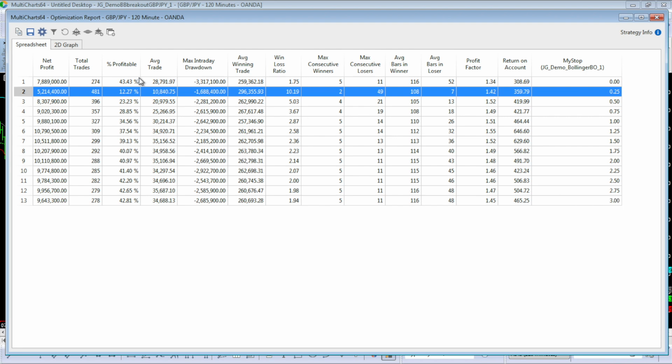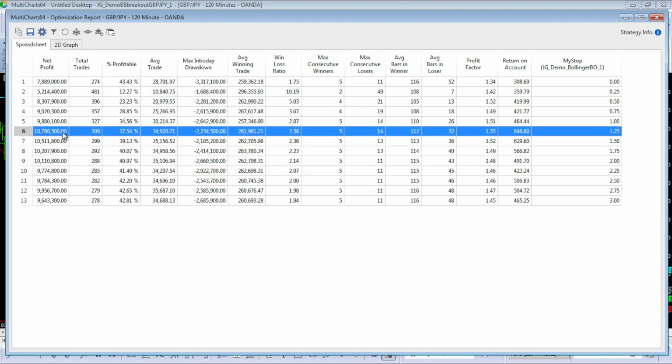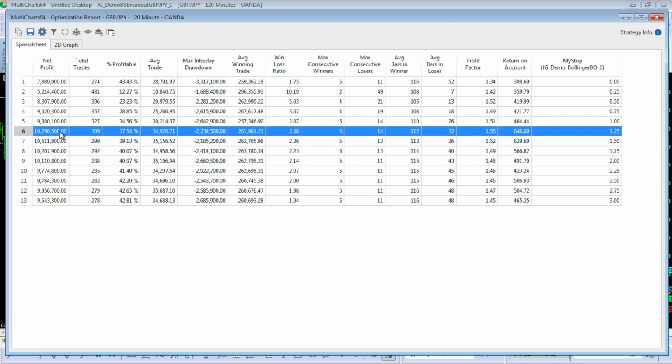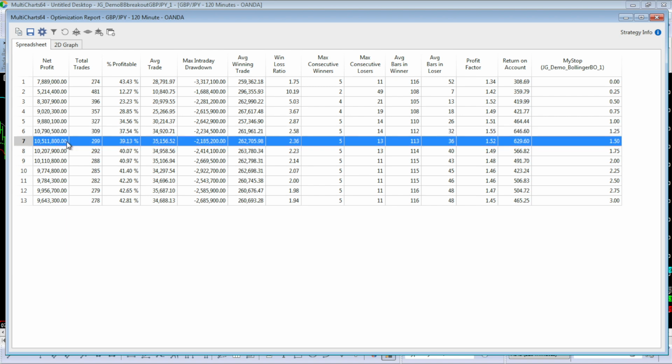And looking down the net profit, the best is 125 pips, a very good average trade there of almost 35,000 yen. And this is one of those occasions where a stop loss does actually improve the performance of the strategy quite considerably. This is the no stop loss, and this is the best. 125 pips is quite small. I might go slightly larger. Let's say use 150 pips.